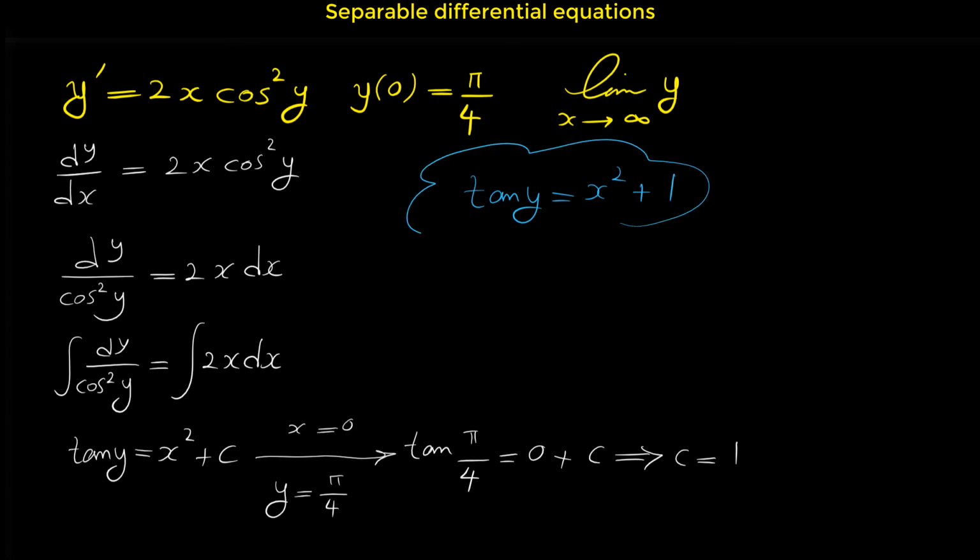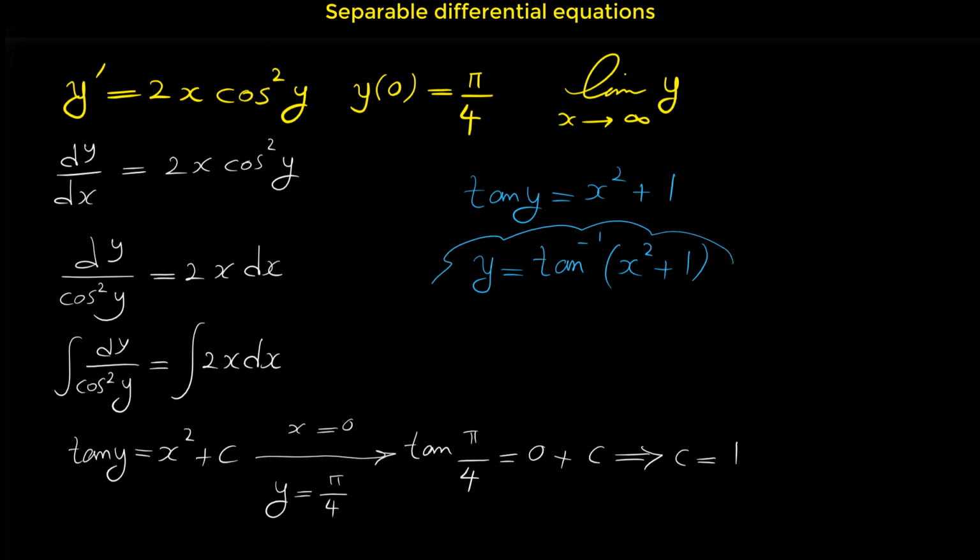This answer is in implicit form. If we'd like to find y explicitly, to get rid of tangent, we have to use tangent inverse. So y is tangent inverse of x squared plus 1. Now that we found y, we have to find the limit of this function as x goes to infinity.